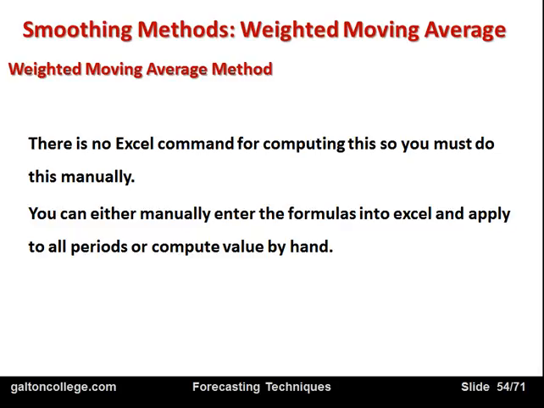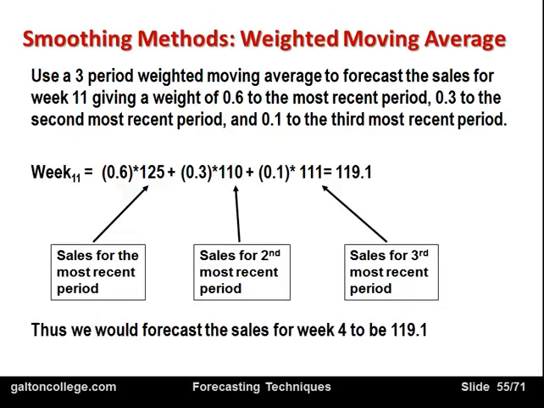Right, now the weighted moving average thing. So this is what I was saying earlier. We take a 3-period moving average, and we would multiply, let's say, the first one by 0.6 in this case, the second one by 0.3, and the third one by 0.1. 0.6 plus 0.3 plus 0.1 equals 1. So the weights add up to 1. And we've calculated the moving average as 119.1.